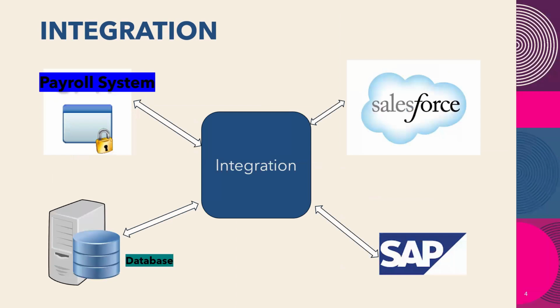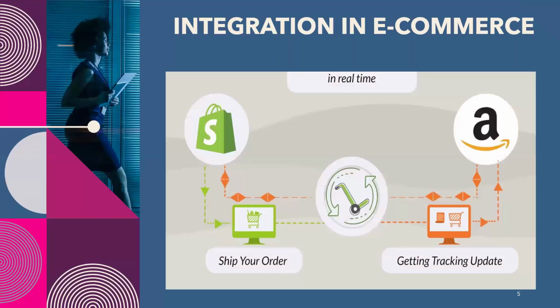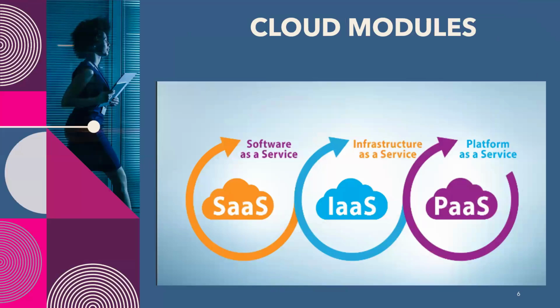Now, we know this integration tool, especially SnapLogic, is one of the iPaaS tools, meaning it is one of the cloud models. But before that, what are the different cloud models we have? We have different models, which are SaaS, software as a service. The other one is IaaS, infrastructure as a service, and the next one is PaaS, platform as a service.